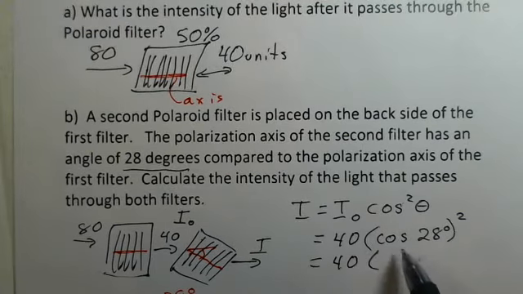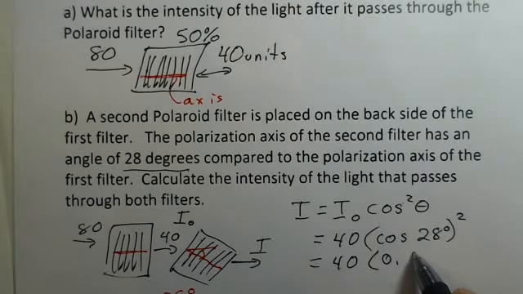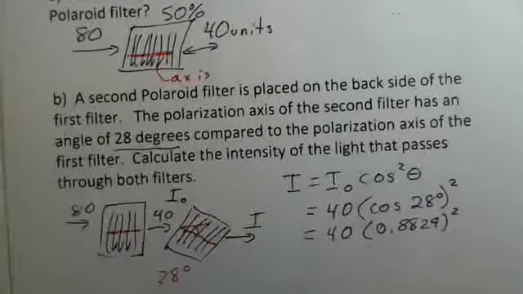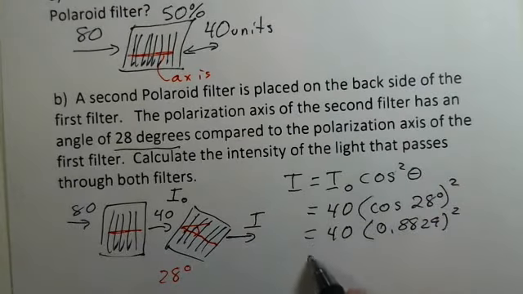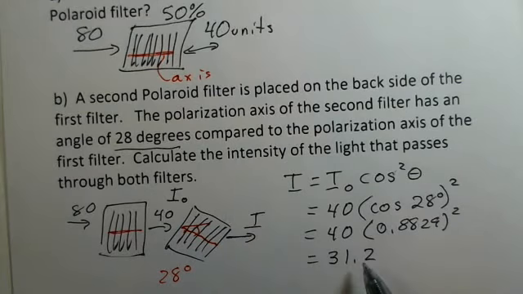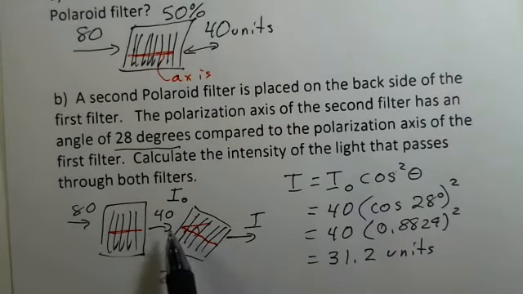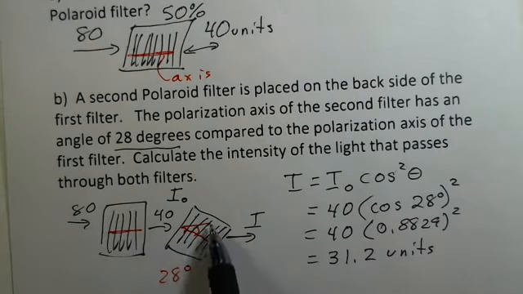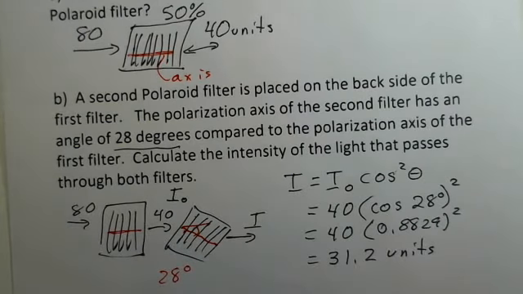The cosine of 28 degrees, I came up with 0.8829 and some other digits I won't copy down here. I have to square that number and then multiply by 40. I came up with 31.2 units of intensity, and that's reasonable in the fact that it's less than 40. With 40 units coming in, we lose some more energy. There's some component of this horizontal oscillating electric field that's doing work on electrons here. So just 31.2 units.